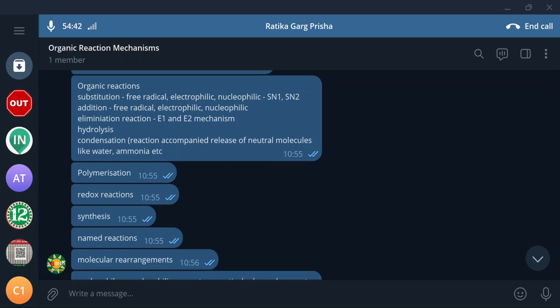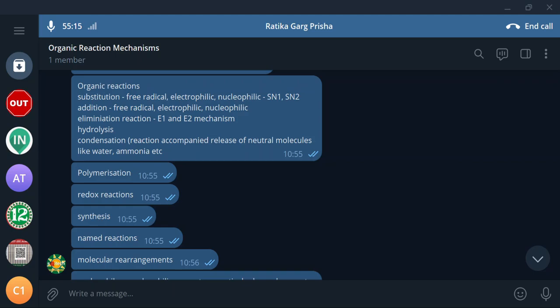And what are the three types of substitution reactions? No, no, no. Substitution types. Free radical substitution, electrophilic substitution, nucleophilic substitution. Good. And what are the two types of nucleophilic substitution? SN1 and SN2.